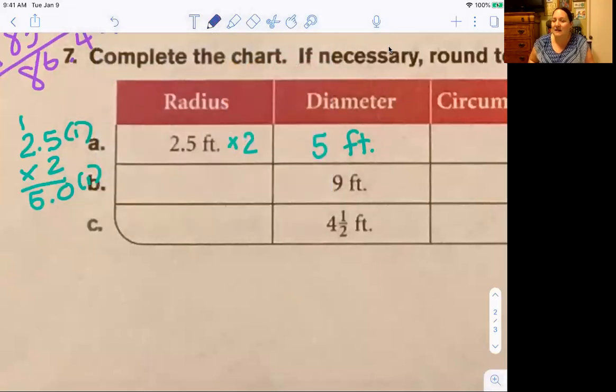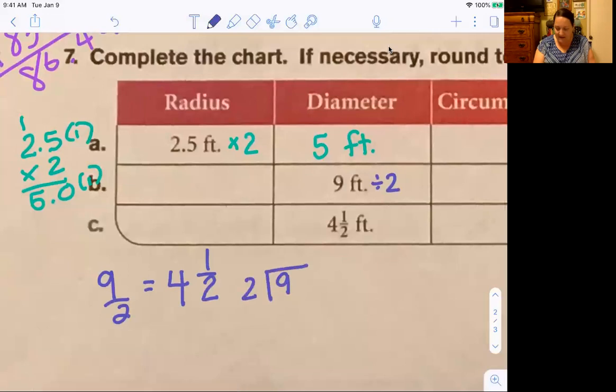Well, what if I have 9 feet and I want to find a radius? How do I find that radius? I divide by 2, right? I'm going to do 9 divided by 2. Is it going to come out evenly? No, it's not. How many times does 2 go into 9? Evenly, 4. And how much is left over? 2 times 4 is 8. 9 minus 8 is 1. And I have 1 left over. 4.5. Now, if you want to see that written out like this, it's 4 and 1/2.